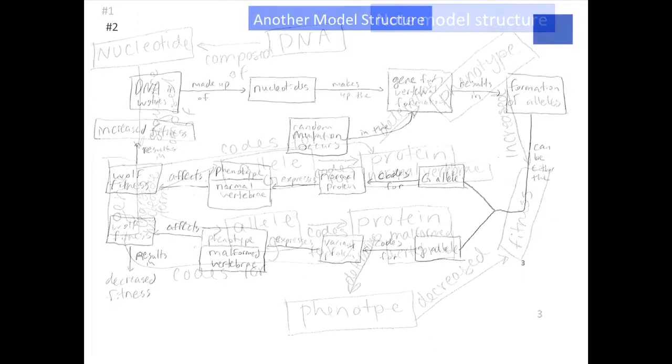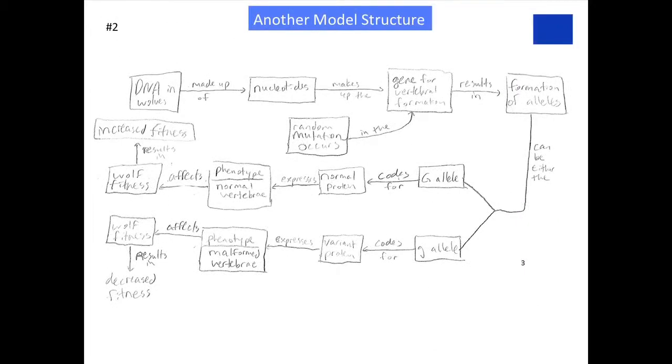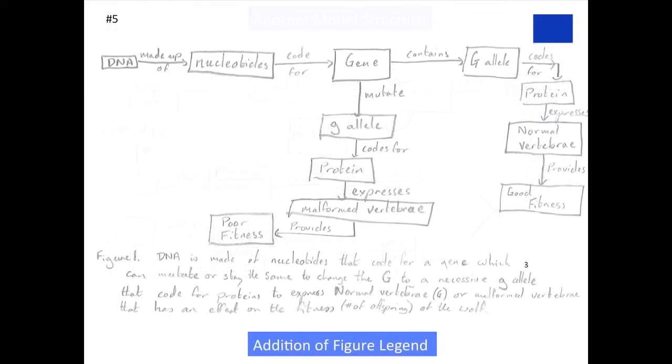Next one. There's another model of another student's, okay? So this is another structure. I just want to show you, it bifurcates. Here we have the alleles, and then it goes this way for normal phenotype, and it goes this way for malformed, and they're getting their biology right. All right? Next one. There's another one.